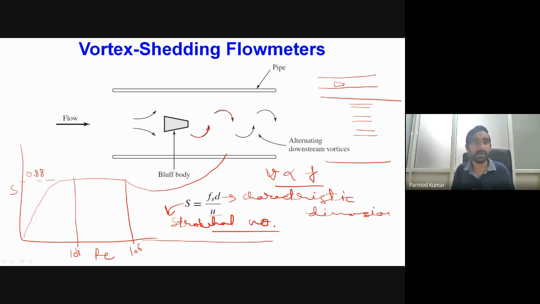Okay. Now, one important point I would like to mention over here. We place some piezoelectric material inside this bluff body itself in order to measure the frequency of these vortices which are being produced in the downstream of the flow. Okay.